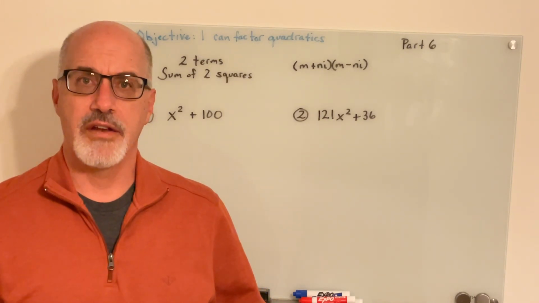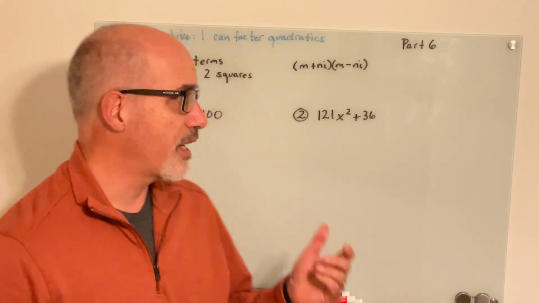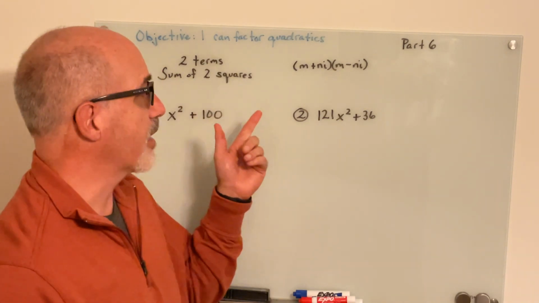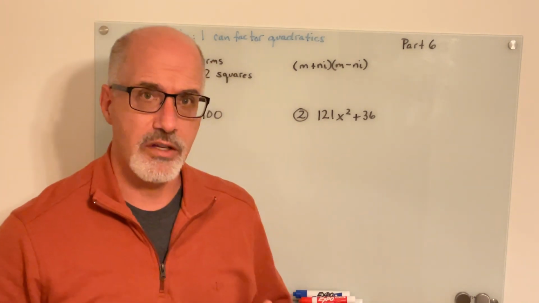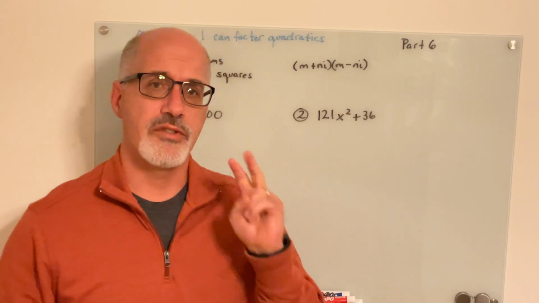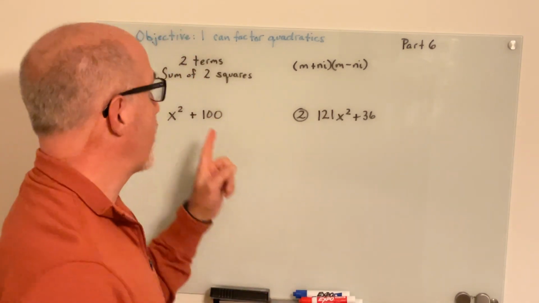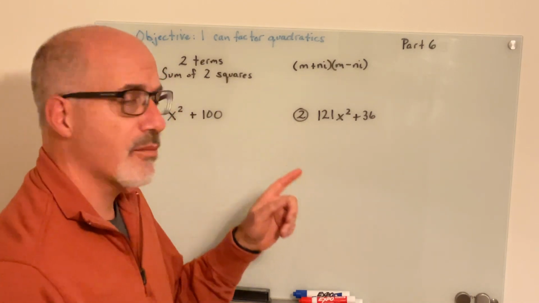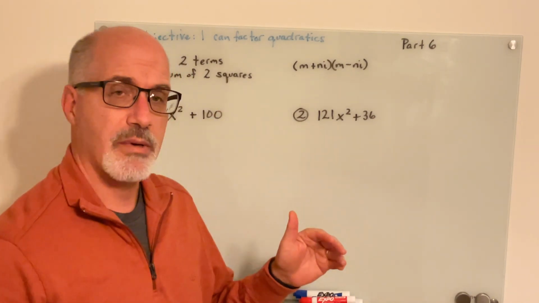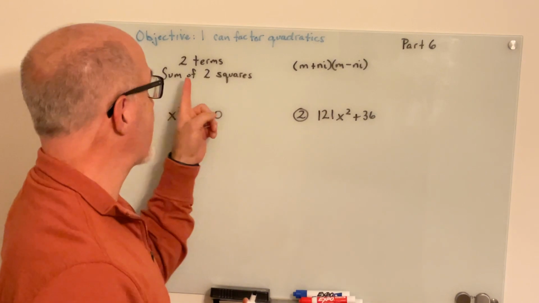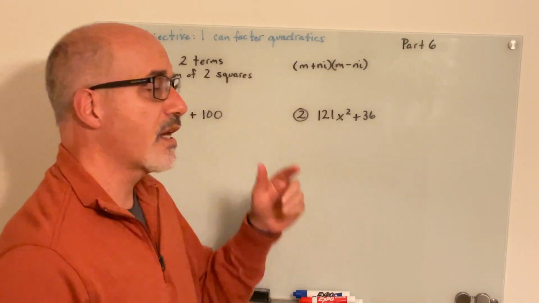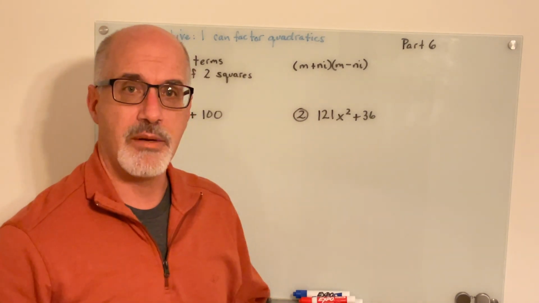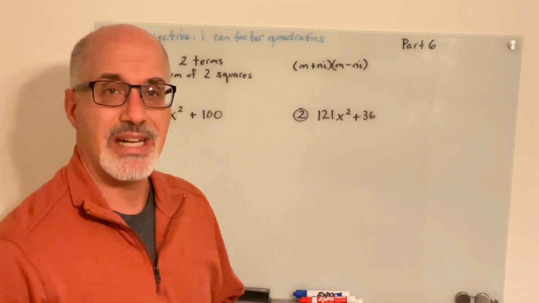This video is on factoring quadratics. Our objective is I can factor quadratics. This is part 6 where we're going to take a look at what happens if you have two terms and they're the sum of two squares. So it's going to look very similar to the difference of two squares, but in order to accomplish this sum of two squares, we're going to have to involve complex numbers, the imaginary unit i.